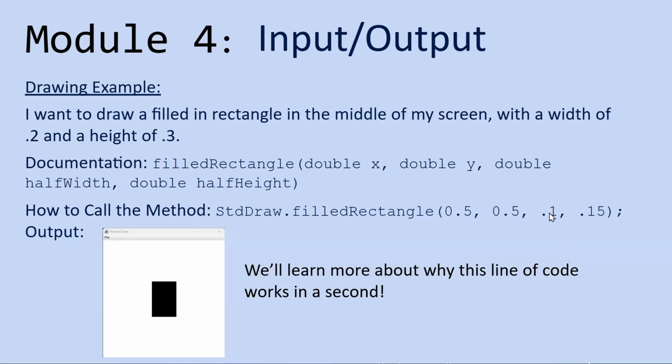Then for the third parameter, it should also be a double, and it should represent half of the width. So I said my width should be 0.2. Well, half of that is 0.1. So that's why that's there. And then the final parameter, lastly, of course, a double, and it's half the height. So 0.15 is half of 0.3. And then whenever I run it, I get this cute little output window. And that's just a plain black rectangle in the middle of the window.